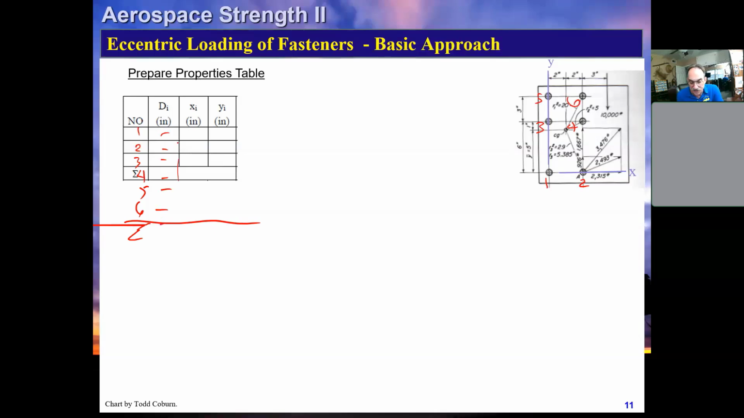Then we'll put in the X position. Where is the first fastener? 0, 0. Second fastener, it looks like it's at 4, 0. Third fastener, 0, 6. Next fastener, 4, 6. Next fastener, 0, 9. Next fastener, 4, 9. You see how easy that is?